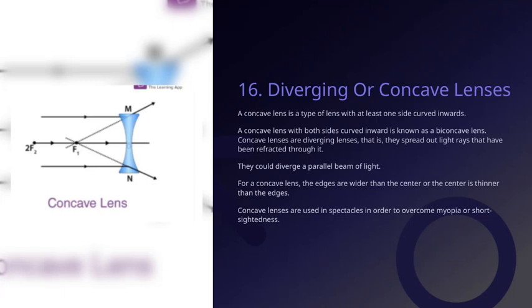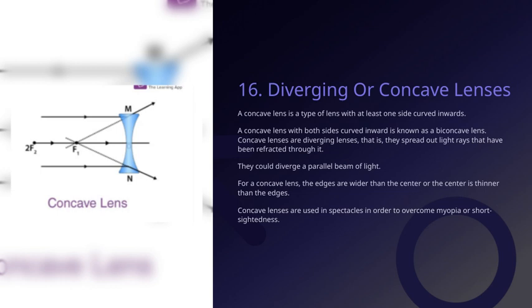A concave lens is a type of lens where at least one side curves inward, creating a sort of hollow shape. When both sides of the lens are curved inward, we call it a biconcave lens. Now, these lenses are classified as diverging lenses, which means they spread out light rays that pass through them.